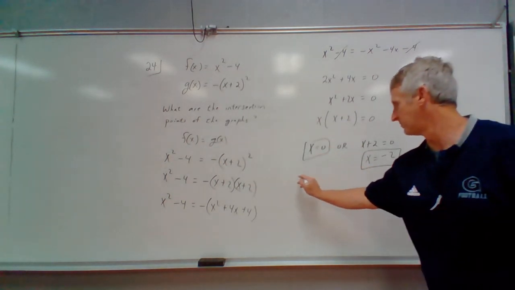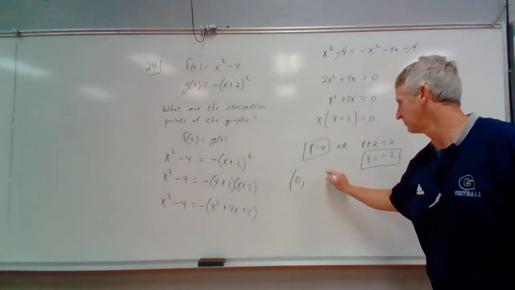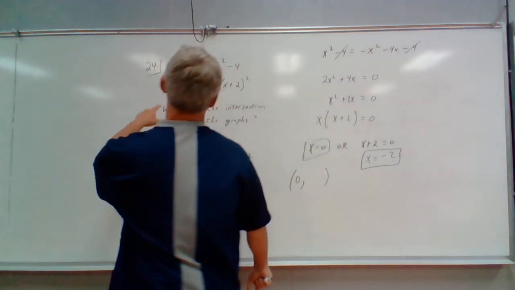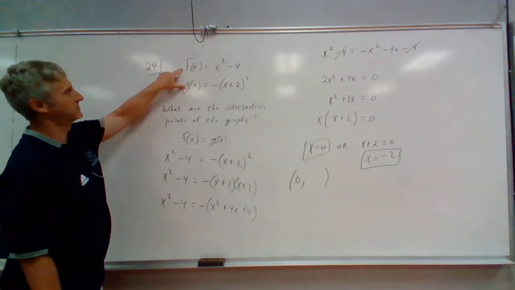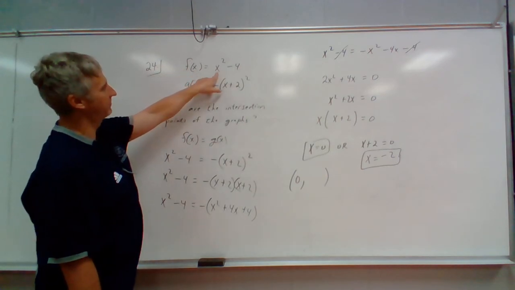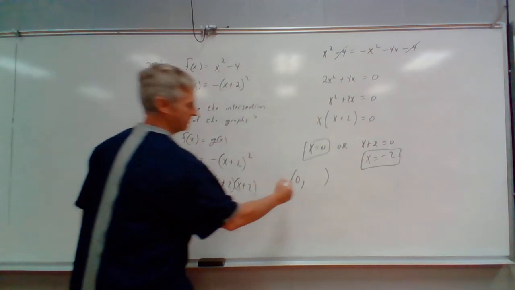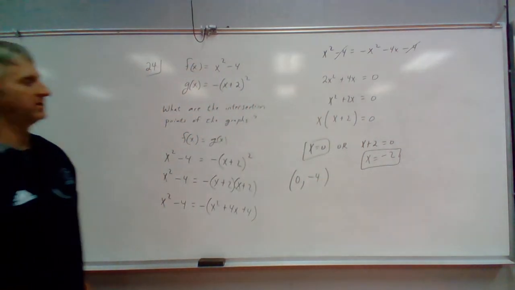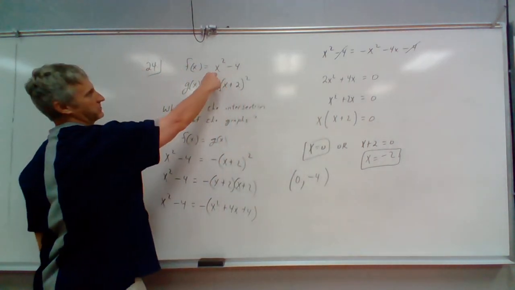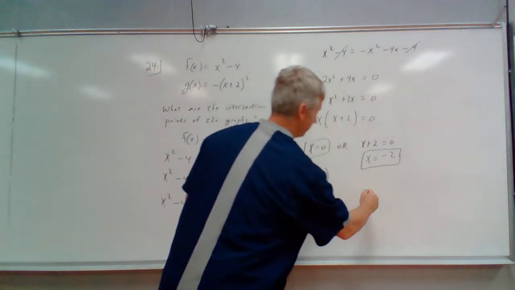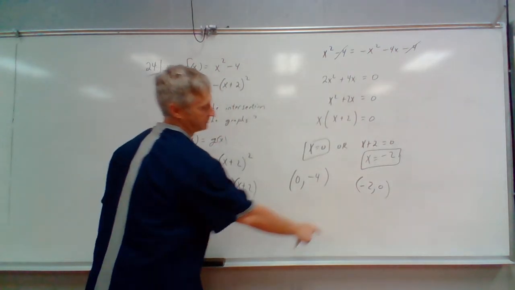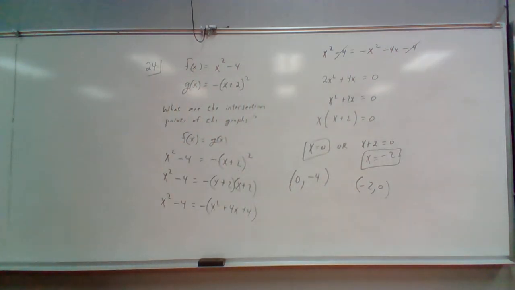So to find the point, I'm going to plug 0 in for x, and I can plug it into either equation because that's where they intersect. So if I put 0 in for x here, I get negative 4. Okay, so there's one point. If I plug negative 2 in for x, negative 2 squared is 4, 4 minus 4 is 0. So I get negative 2, 0. Notice that one is also a root.